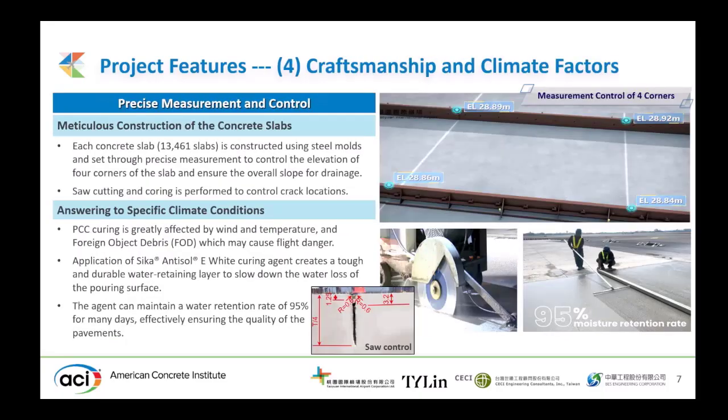Precise measurement and control. We constructed 30,000 slabs in a meticulous way, which includes using steel molds and setting the elevation of the four corners of each slab. Therefore, we can control the overall slope for drainage. Soil cutting and pouring is also performed with precise steps on site to control cracking.